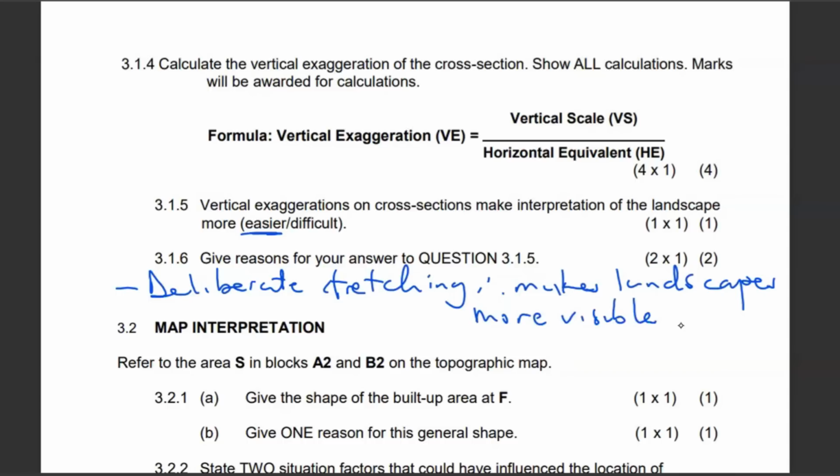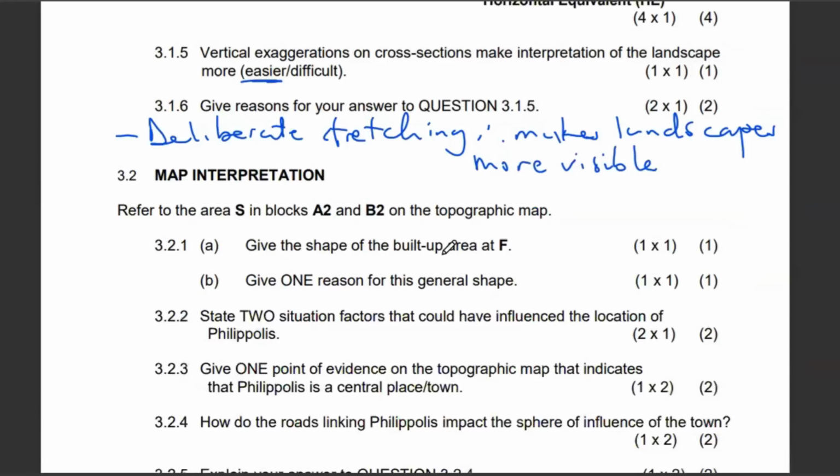We can now easily see the landscapes. If it's a valley, you can easily see it because we have deliberately stretched the vertical scale. It becomes a deeper low-lying area. If it's a hill, it becomes a high-lying area which is pronounced, which is easily seen. So it makes landscapes more visible so that we can have easy interpretation.